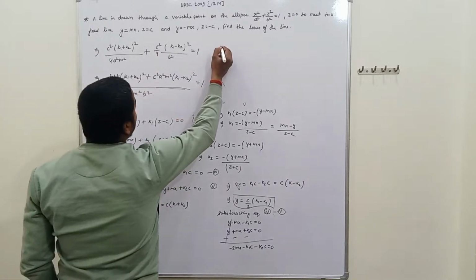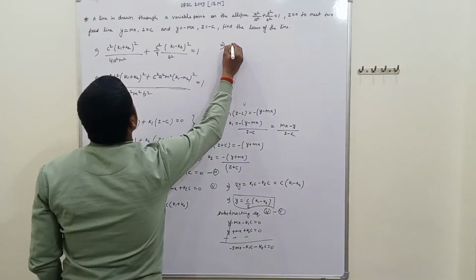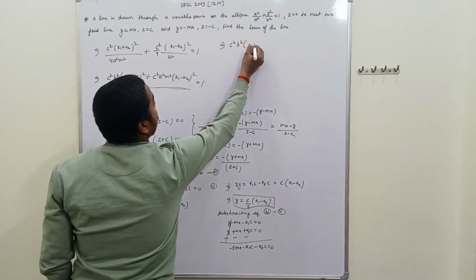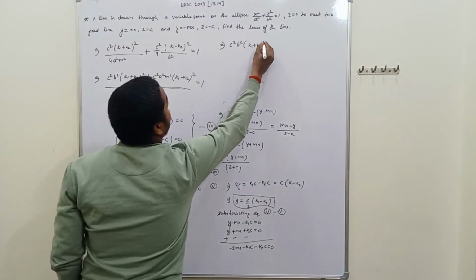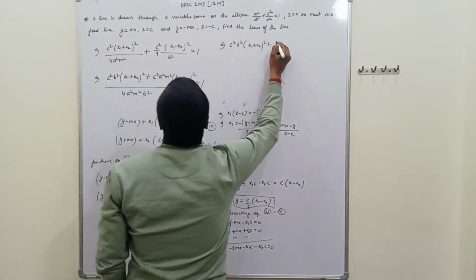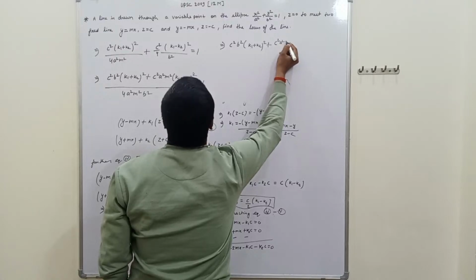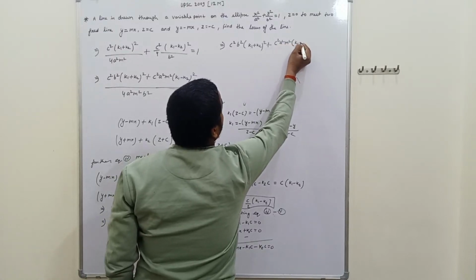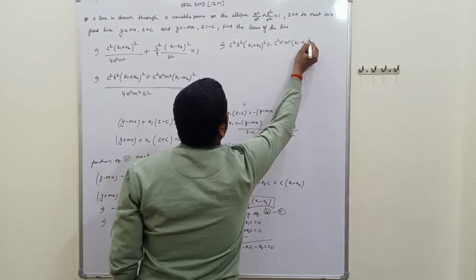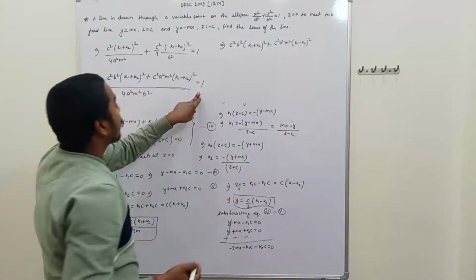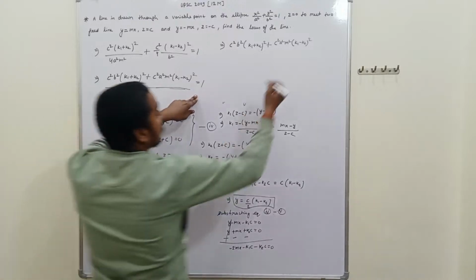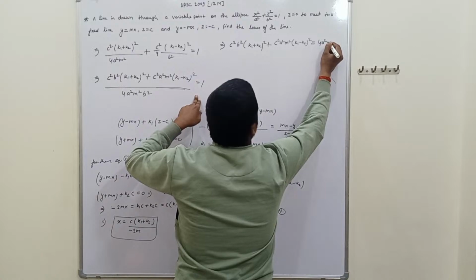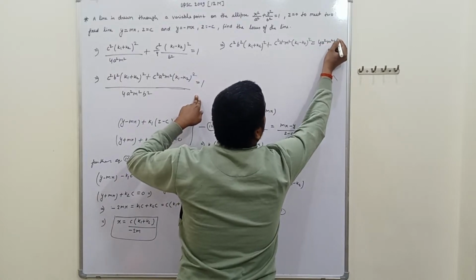Further we write c square b square times k1 plus k2 whole square plus c square a square m square times k1 minus k2 whole square is equal to, by cross multiplication with 1, 4 a square m square b square.